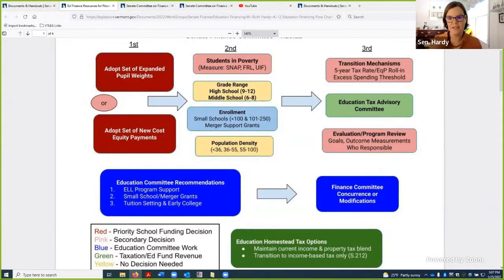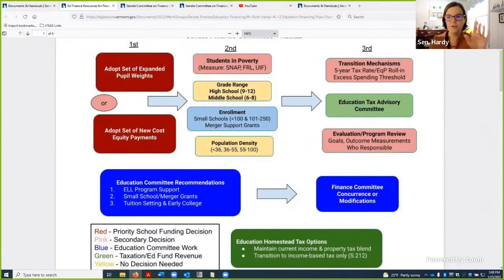Let me explain that, because it's not exactly like that. And I'm sorry, this is why I was having a hard time trying to figure out how to put it all on a flow chart. So we make the decision about those first two options. And then the second column at the top, just look at the stuff above the blue, all the first set of things. The second column are the four categories in which we would be deciding whether to adopt pupil weights or cost equity payments. And those are for students in poverty, the grade range of students, whether high school and middle school, enrollment, or size of school, that's small schools under 100 kids or 100 to 250 kids. And then the population density.